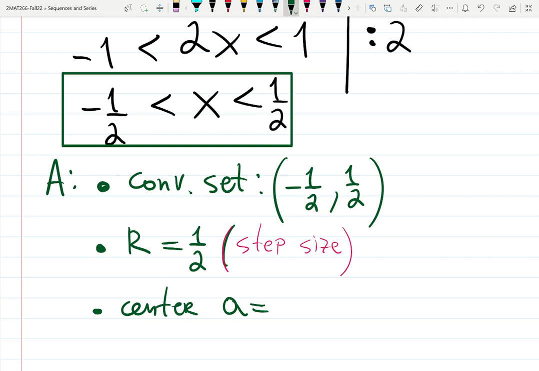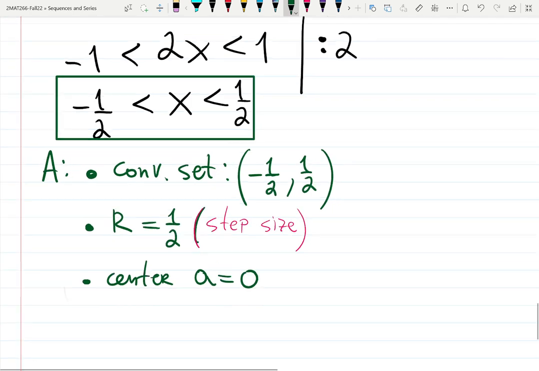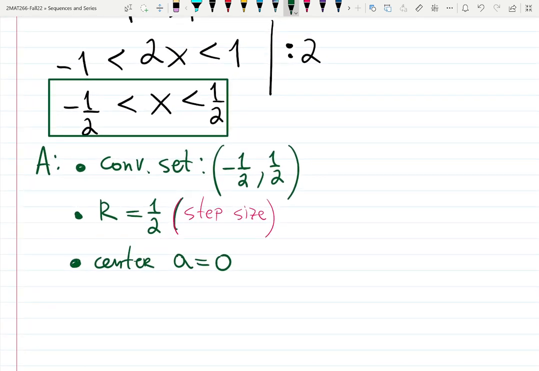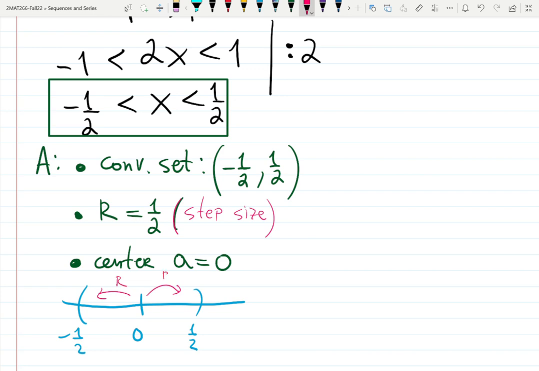And what is the center? 0. If you don't understand that, because it's new material, don't be bothered too much. It comes later. Very natural. It was at 0 right away because there was no shift. And then we learned that the convergence set is from -1/2 to 1/2. So what is the step size? The radius is 1/2 to the left and to the right.